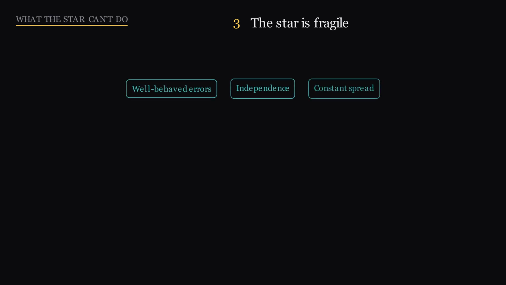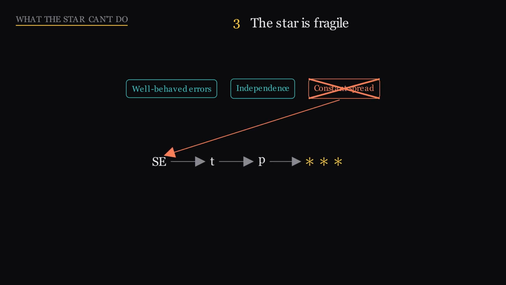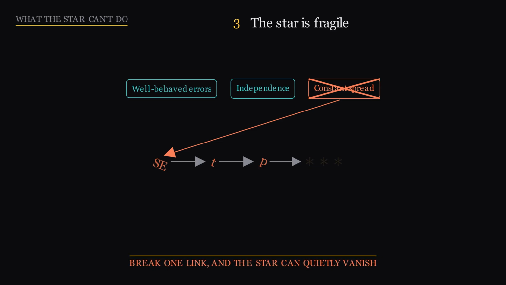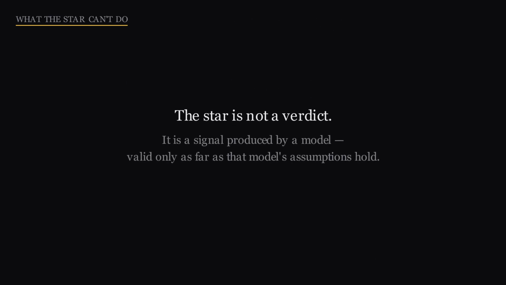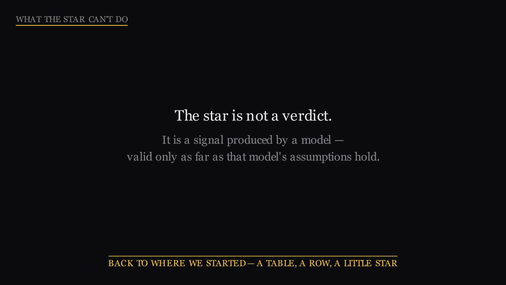And third, the star is fragile. It leans on assumptions we made along the way about the errors, their independence, their constant spread. Break one of them and the standard error changes. And once the standard error moves, watch the whole chain react. The t-statistic shifts, the p-value shifts, and the star can appear or quietly vanish. So the star is not a verdict. It is a signal produced by a model, valid only as far as the model's assumptions hold.